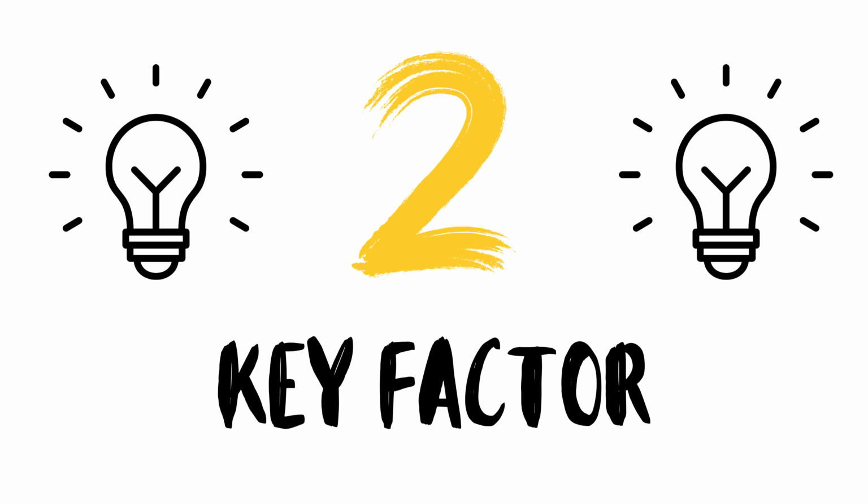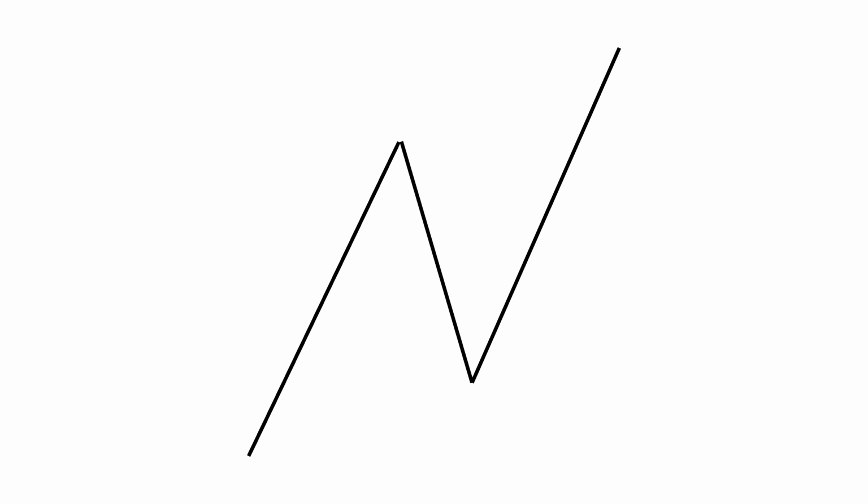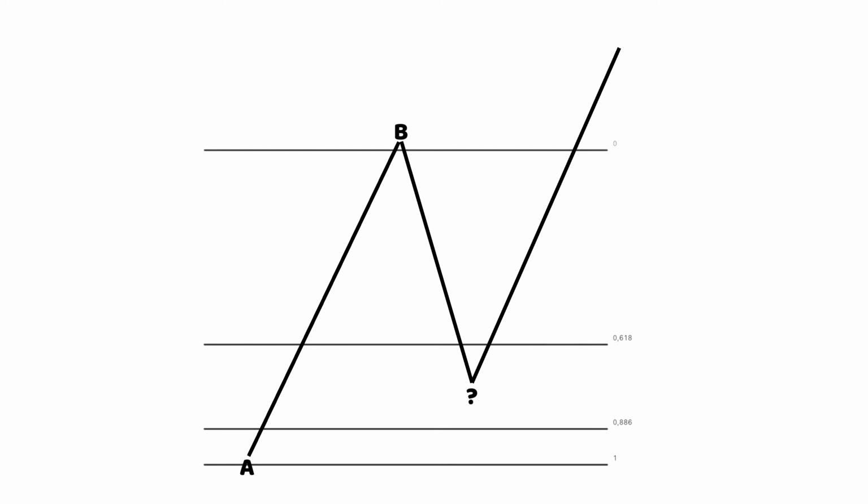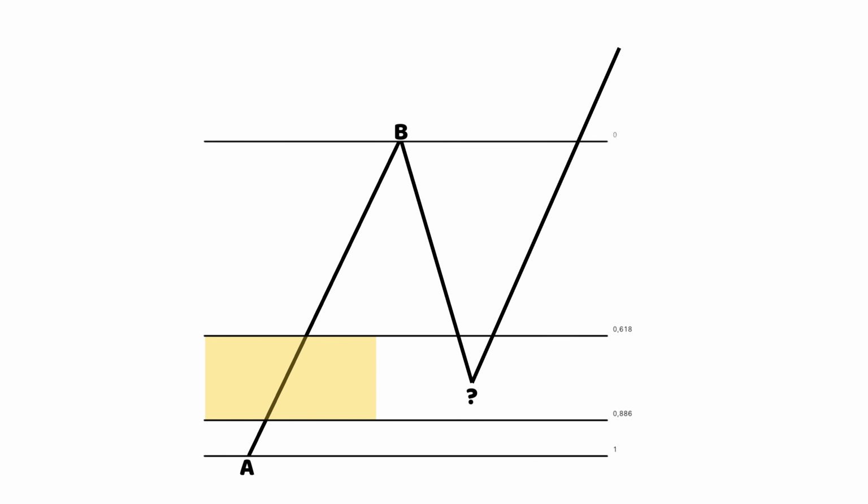There are 2 key rules we need to focus on when identifying the ABCD pattern. First, after the price forms points A and B, what is the retracement ratio it makes? In other words, at what level should point C fall? Point C must lie between the 0.618 and 0.886 Fibonacci levels to meet the first requirement of the pattern. If the retracement goes deeper, or if point A is broken, the conditions for the ABCD pattern are not fulfilled.